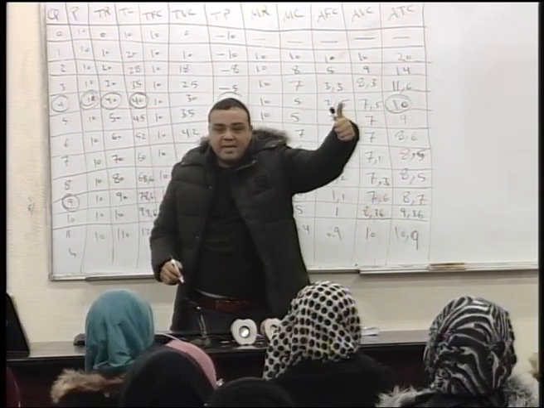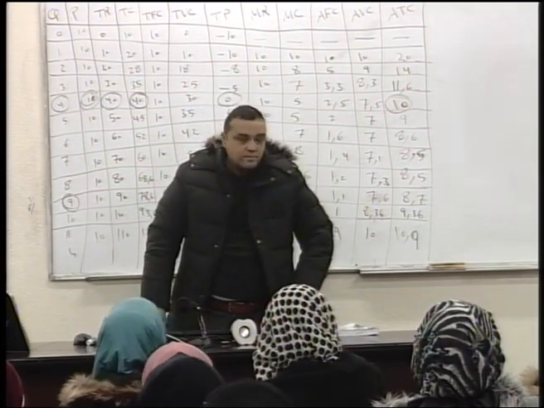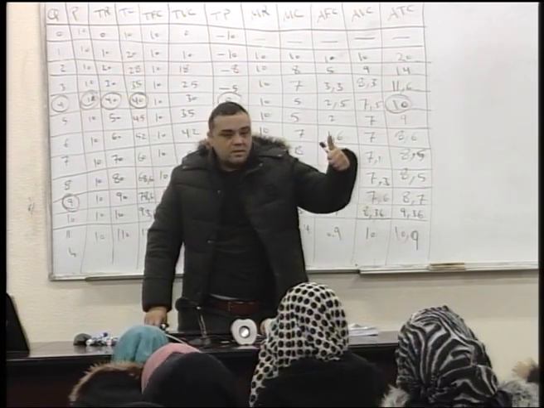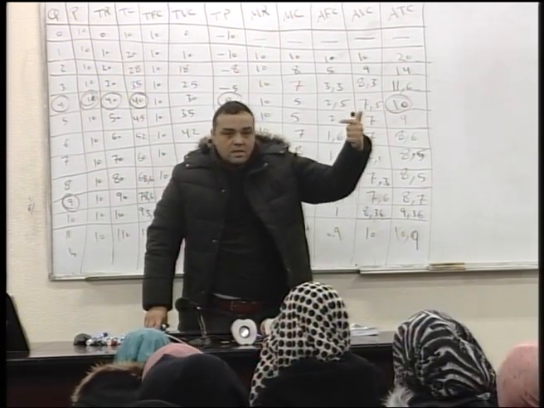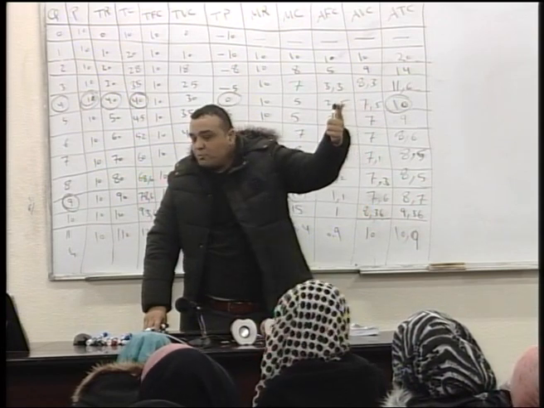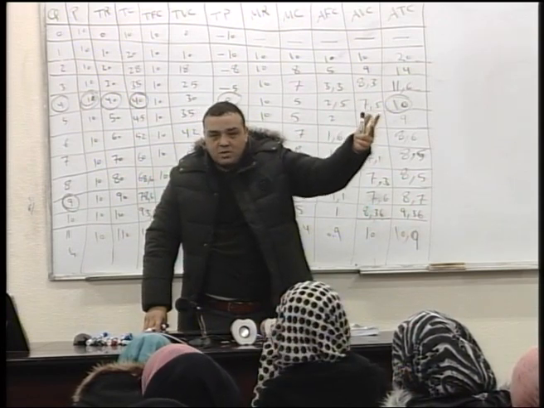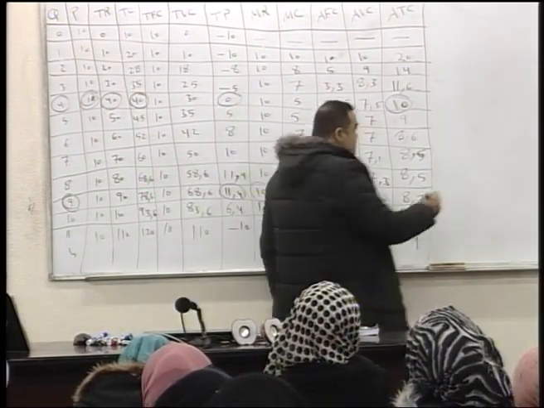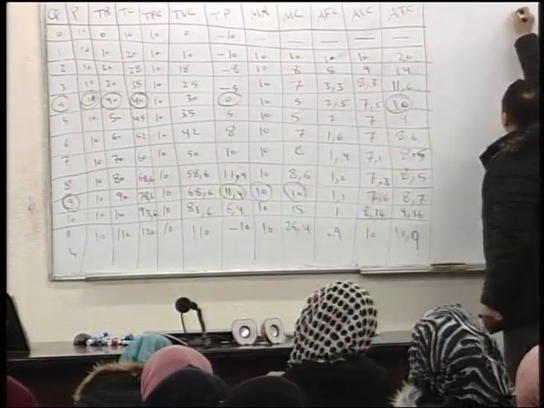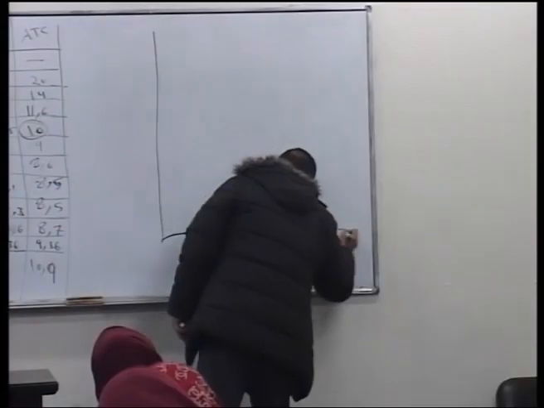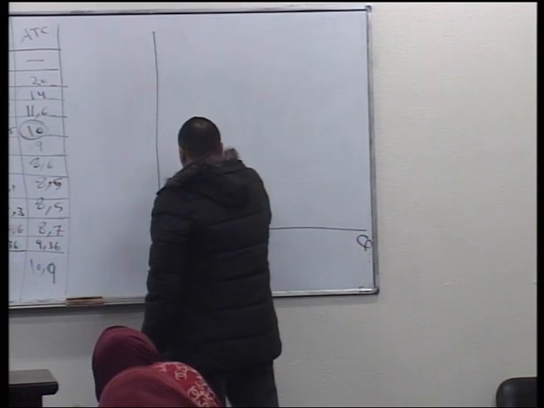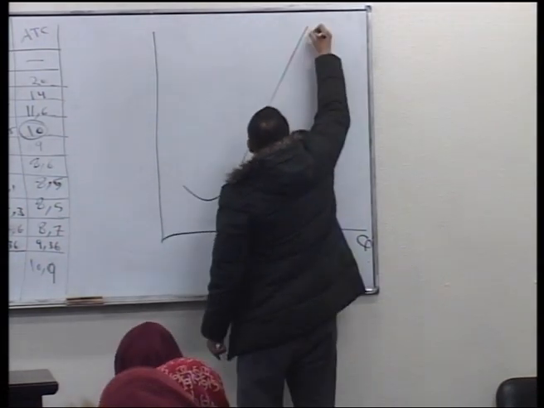Draw the demand curve. Determine the equilibrium point, the shutdown point, and the break-even point using the graph. Here's the graph, Q, and here's the marginal cost.